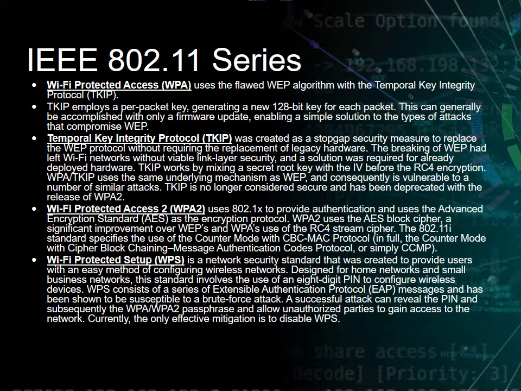TKIP is no longer considered secure either, so if you're using WEP or you're using WPA with TKIP, you need to consider moving to WPA2 in order to secure your network. Wi-Fi Protected Access 2. WPA2 uses 802.1x to provide authentication and uses the Advanced Encryption Standard, AES, as we talked about back when we were talking about symmetric encryption keys, as its encryption protocol. WPA2 uses specifically the block cipher of the AES. It's a significant improvement over WEP and WPA and their use of the RC4 stream cipher.